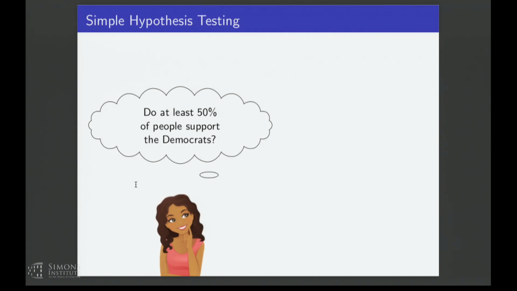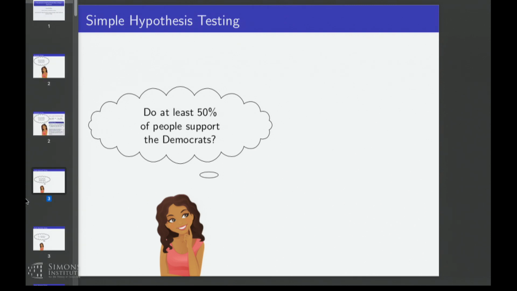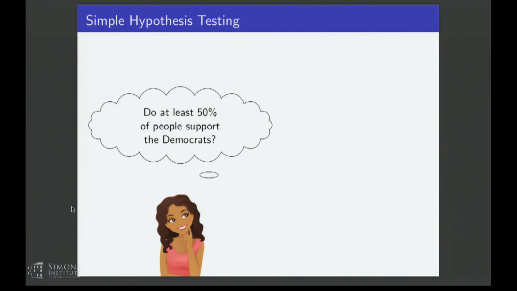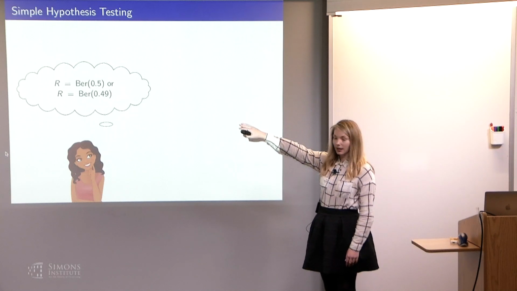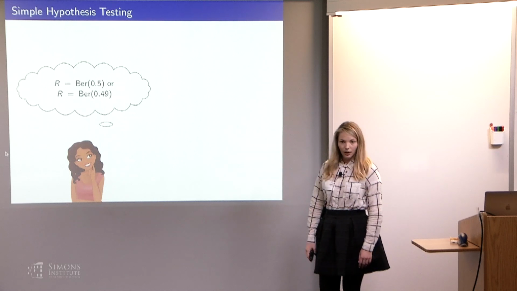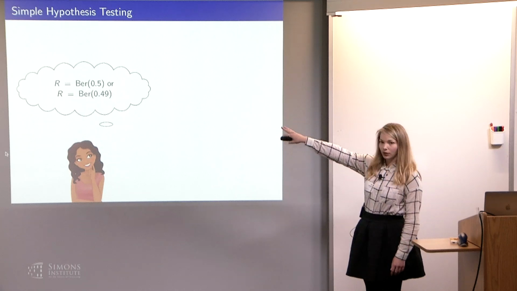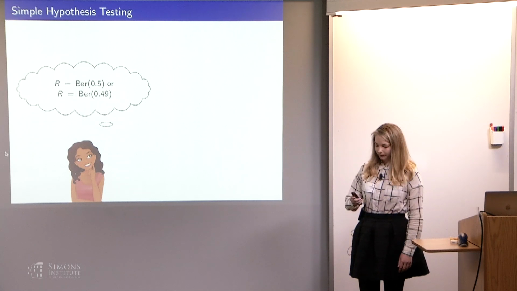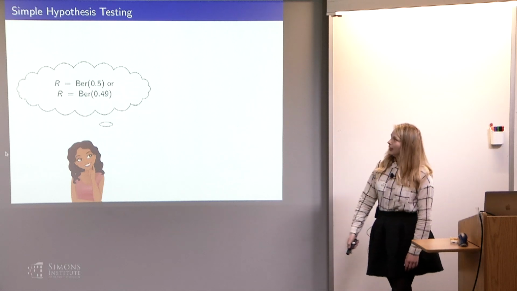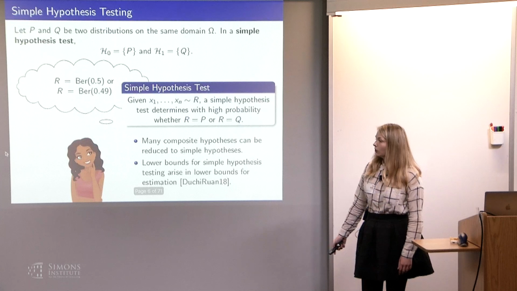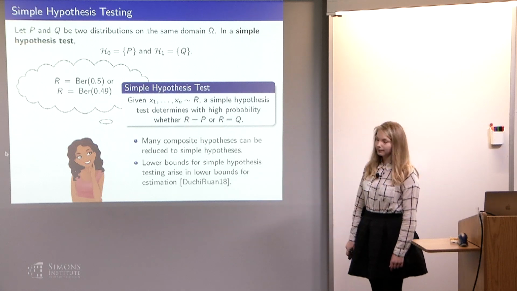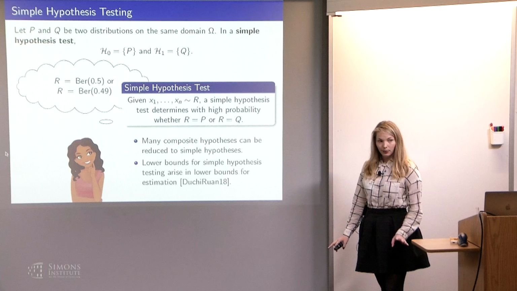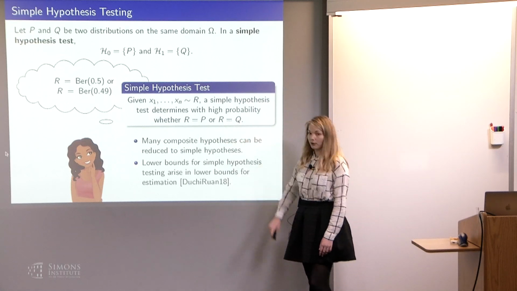Okay, so my data analyst here wanted to know, do at least 50% of people support Democrats? Insert your favorite yes or no data analysis question. But what she could have asked is just, is the probability that someone supports the Democrats 50%, or is it 49%? And for most hypothesis tests, if she answers this question, she will have also answered the previous question. And this is a simpler kind of hypothesis test, aptly named a simple hypothesis test. In a simple hypothesis test, my null space and my alternate space are just singleton sets. So I have two distributions P and Q, and I'm just trying to decide whether the samples I get come from P or they come from Q.